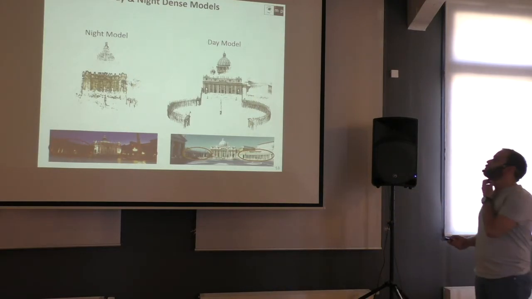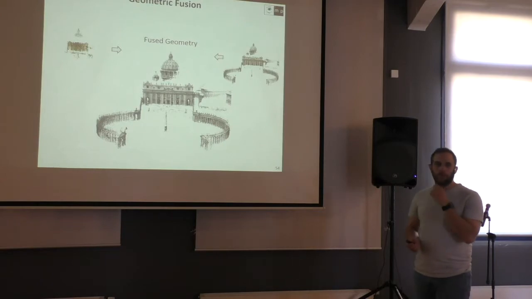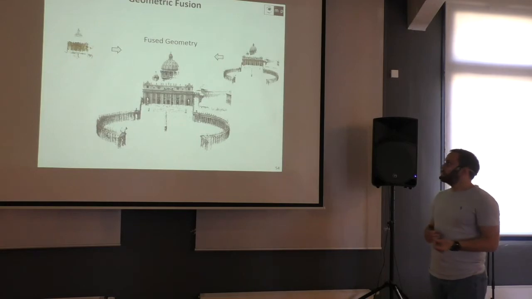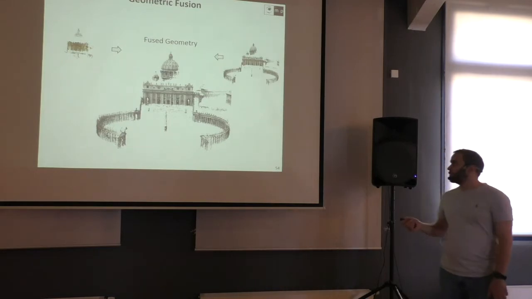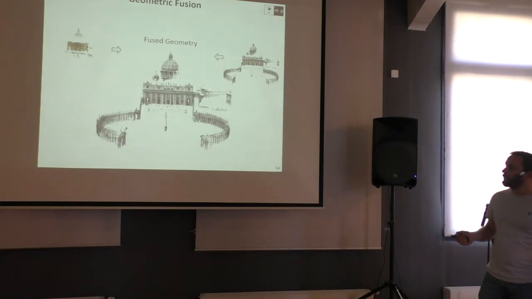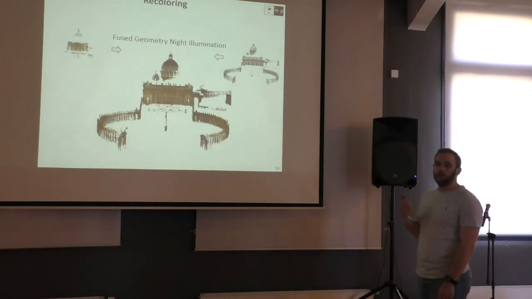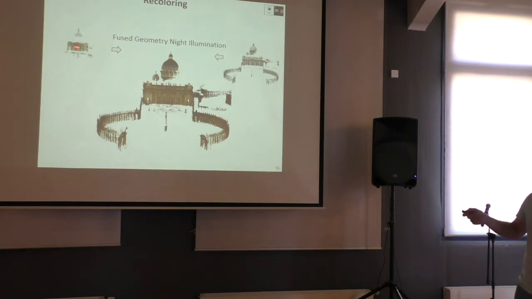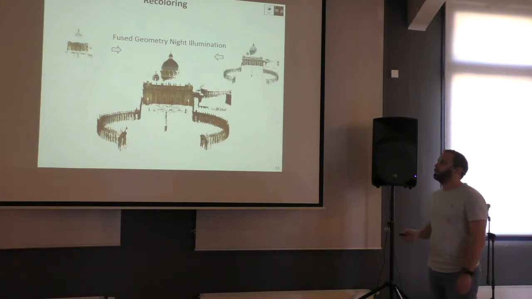So what we propose to do here is to fuse the geometries. We know that the structure shouldn't change. No matter whether it's day or night, the structure should stay the same. So we fuse the day and night, and then we can recolor the fused geometry with any color we want. We can learn the color transformation from the parts that are visible during both day and night. So instead of this, we can actually get a much fuller model of this cathedral during night.